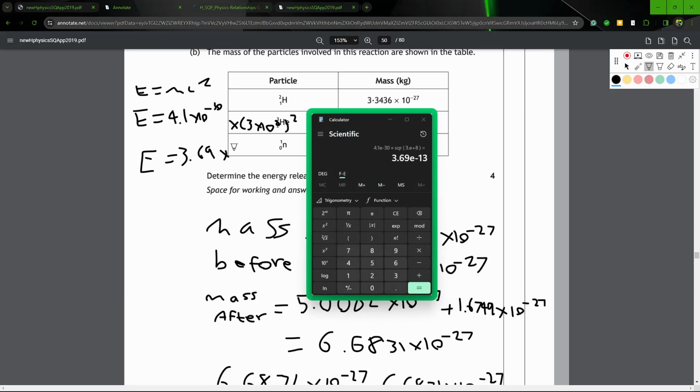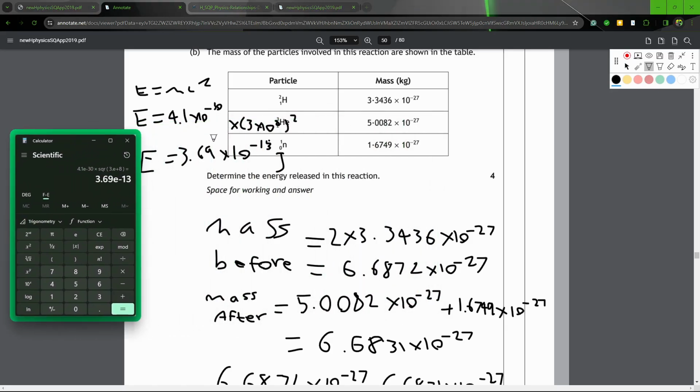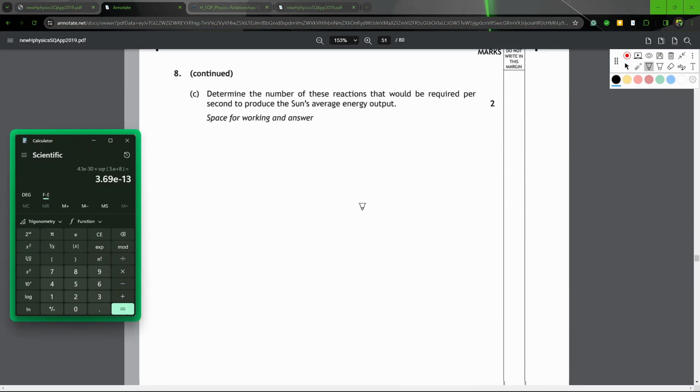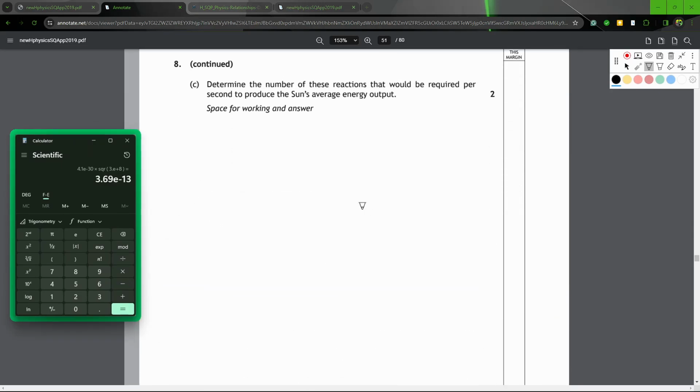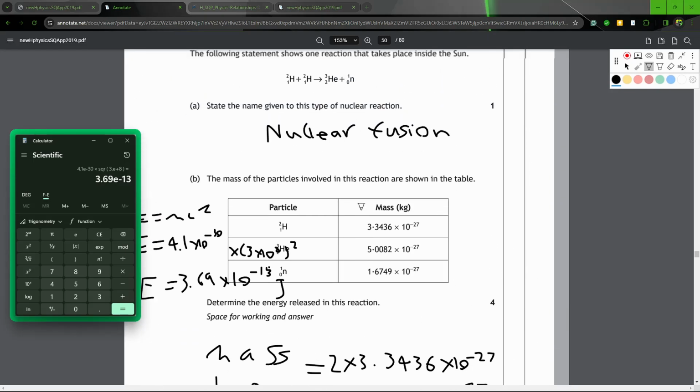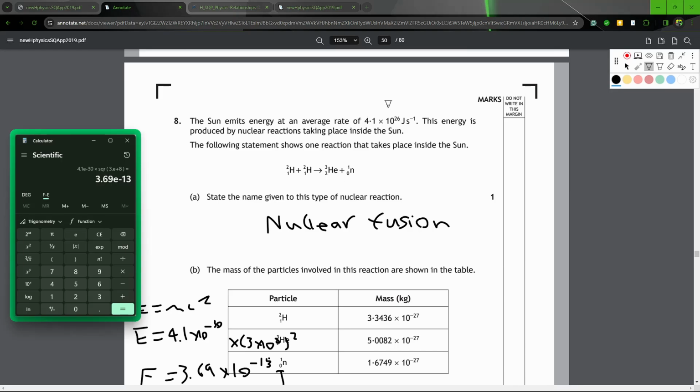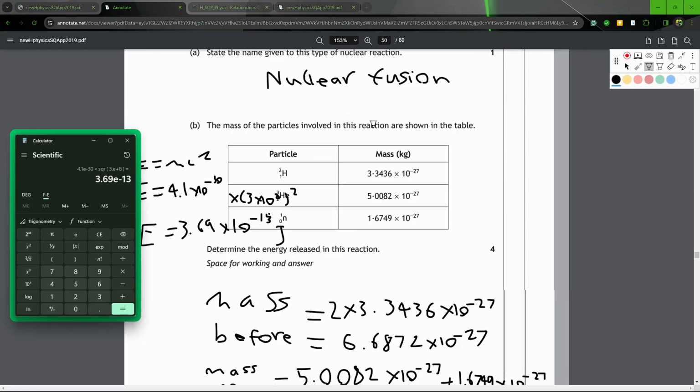3.69 times 10 to the minus 13 joules. Whew. Wasn't that a roller coaster? Oh man, right. Part C: Determine the number of these reactions that would be required per second to produce the sun's average energy output. Okay. Well, luckily it tells us the sun emits energy at an average rate of 4.1 times 10 to the 26 joules per second.